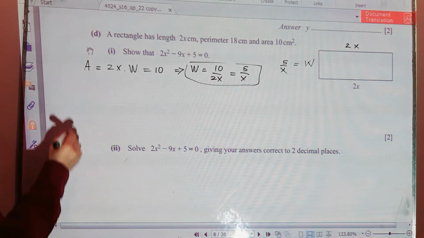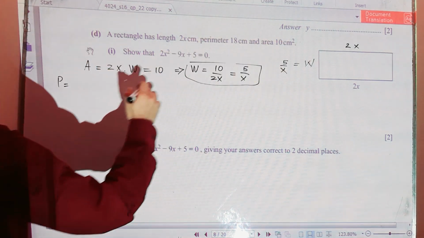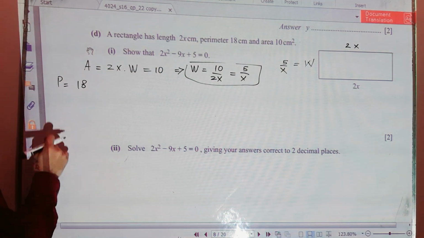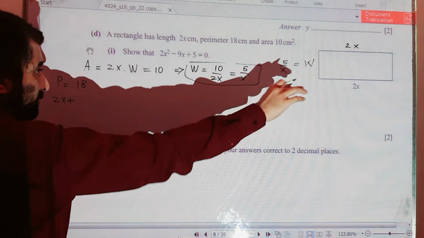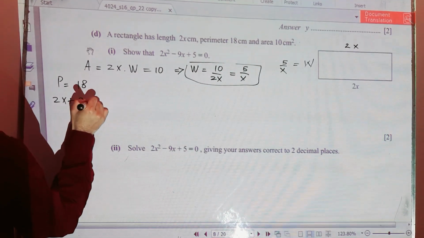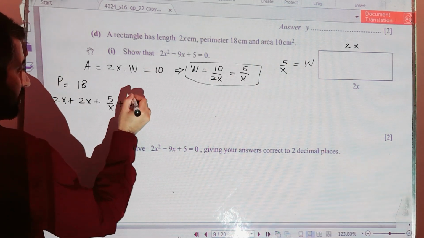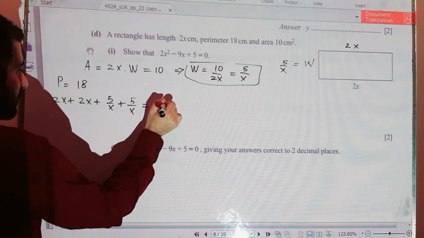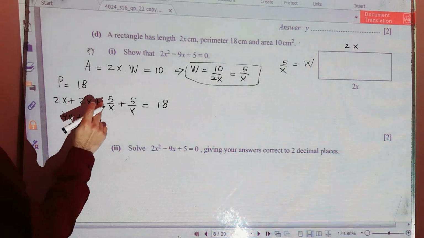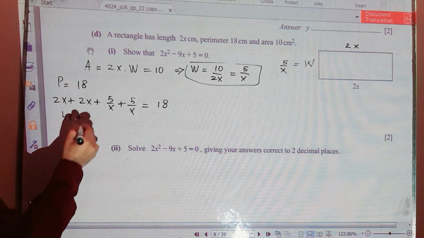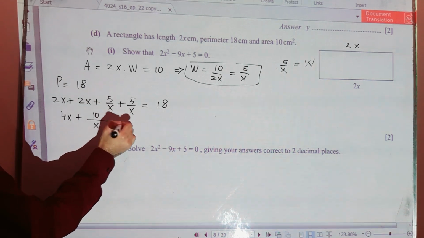Okay. Now as they have told you that perimeter, which is addition of the boundary or the length of all the sides, that is 18. And perimeter means you need to add this length 2x plus this bottom length, which is 2x, plus width, which is 5 over x, and the other side of the width, that is 5 over x, and that is equal to 18. Now 2x plus 2x is 4x plus 5 over x plus 5 over x. So that takes an LCM over here. x will be the LCM. 5 plus 5 will become 10 is equal to 18.